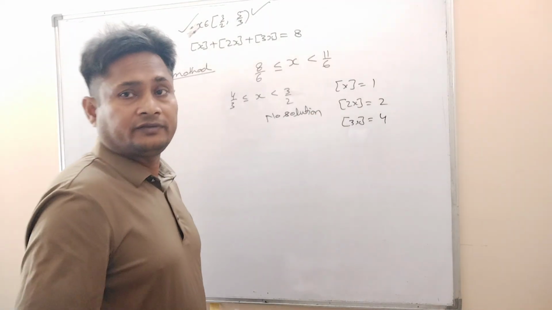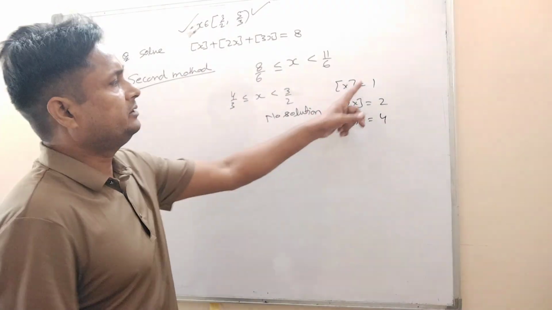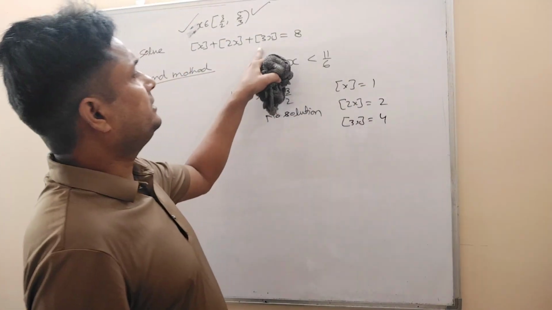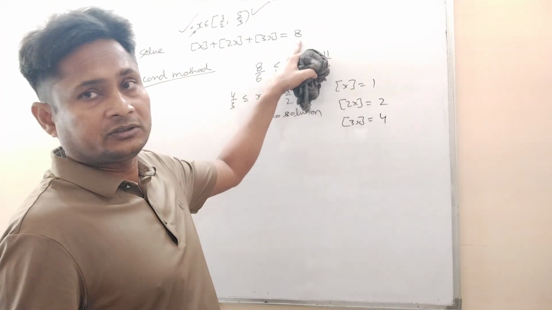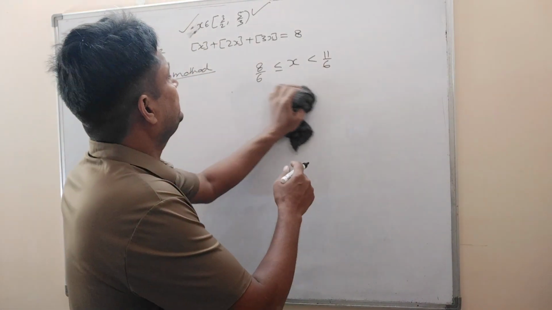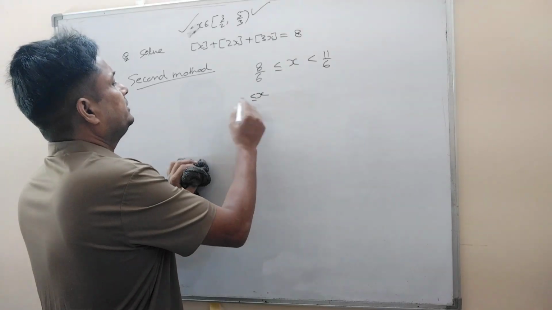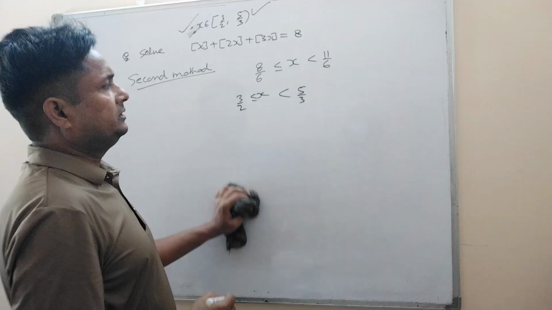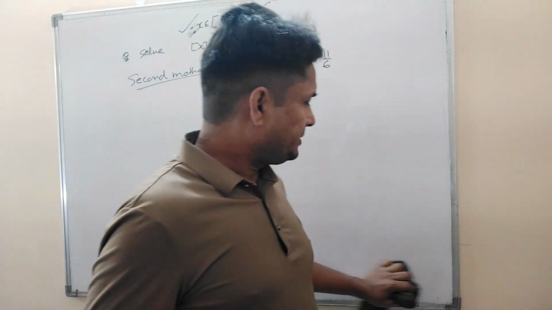Right. Now find out the next interval. If you sum these, you will get 7, and 7 is not equal to 8. That will not satisfy. Now find out the next interval. What will be the next interval? X will be greater than or equal to 3 by 2 and less than 5 by 3.